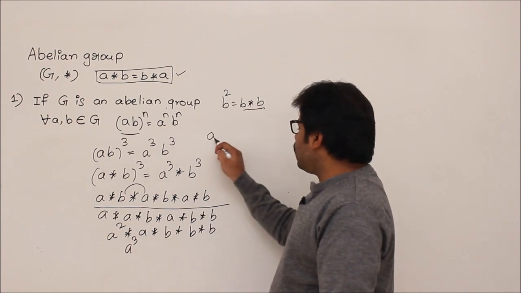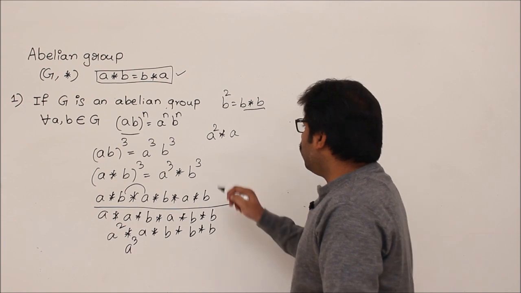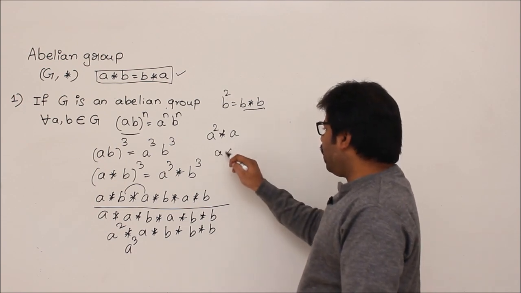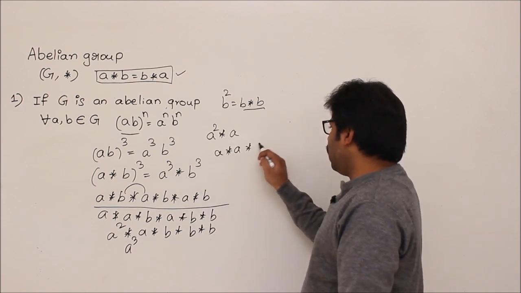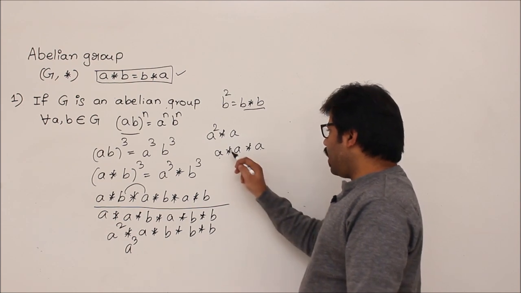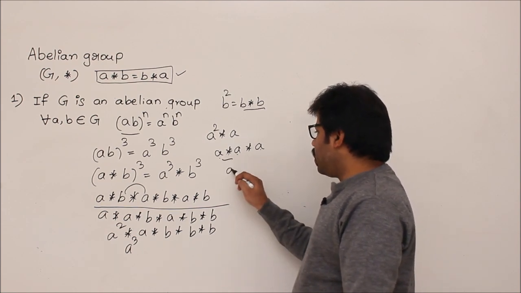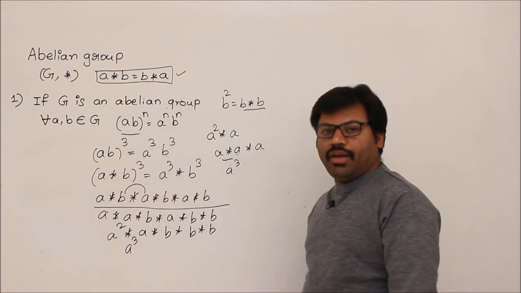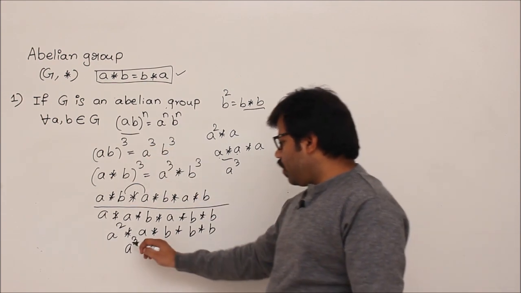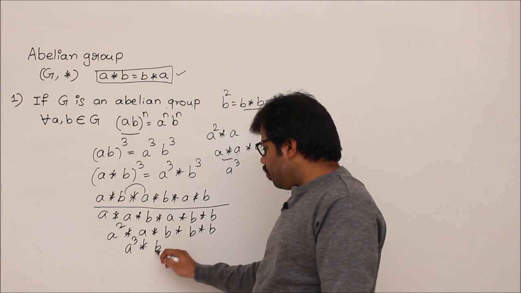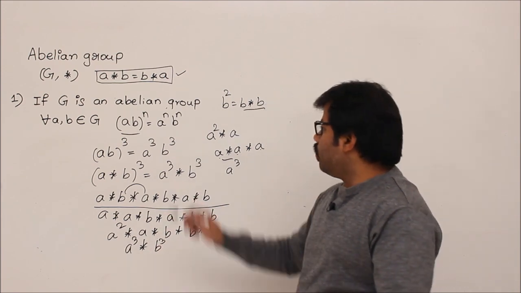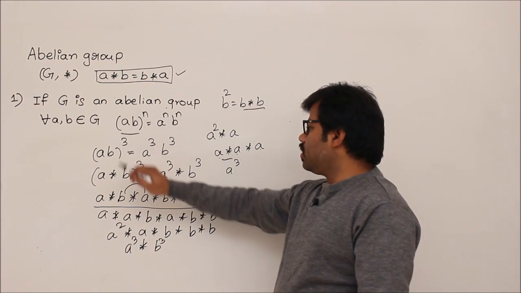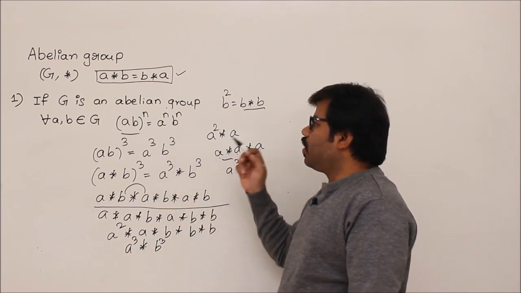Sir, why a square star a cube? Simple. What is the meaning of a square? Writing a star a, correct? Whenever I write a 3 times and apply star, that is a power 3. Already that is the definition of a power 3, correct? So that's why it would become a cube star b cube. That's it. So finally (a star b) whole cube is nothing but a cube star b cube.